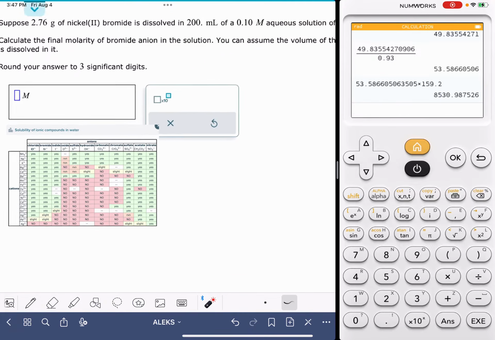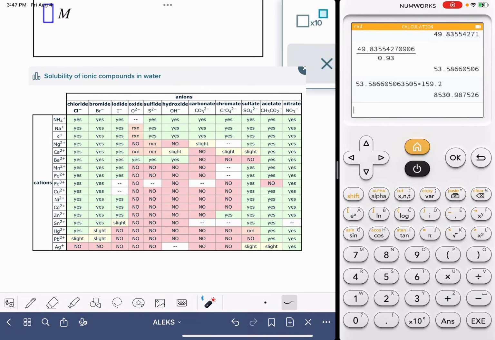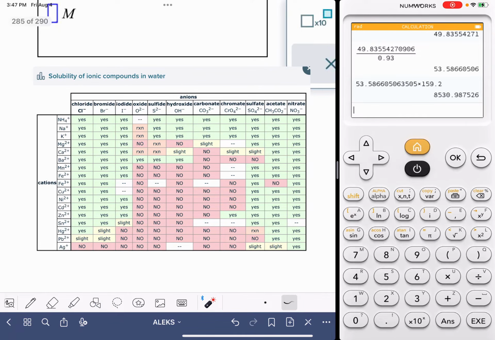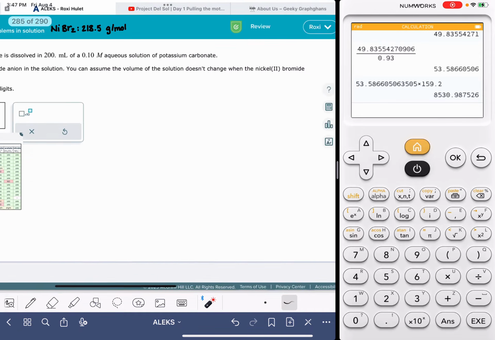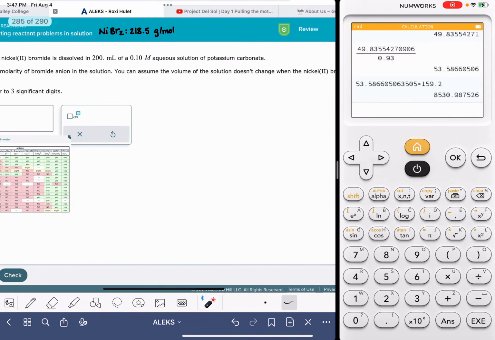So as you can see with this problem, we are going to need to be consulting the solubility rules. I have taken a screenshot and pasted ALEKS's table of solubility, which just comes from ALEKS's data tab over here. You're going to want that.